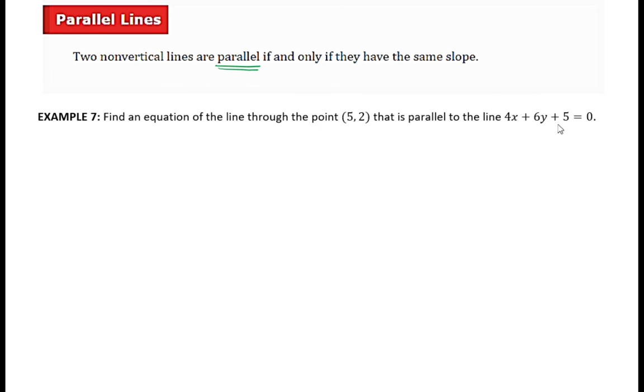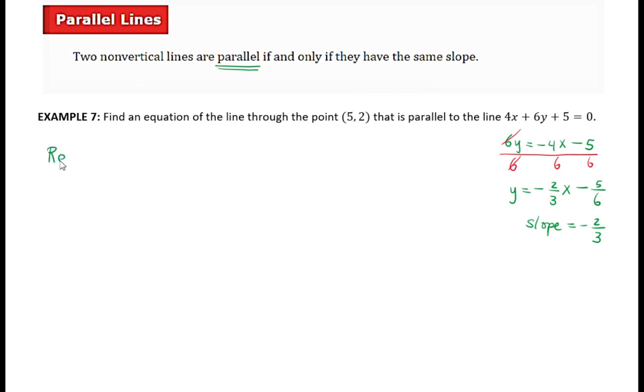So I can move that 4x and 5 to this side. So 6y will be -4x minus 5. Then I divide each term by 6. So I got y equals -2/3 times x minus 5/6. I don't really need the y-intercept, but what I need here is the slope. Slope is -2/3. So that's the slope of the line which is parallel to the line that we are looking for.